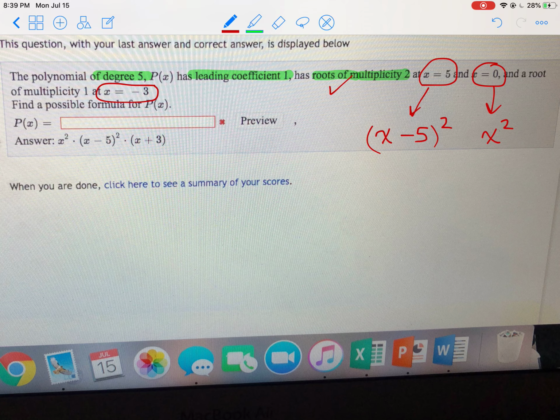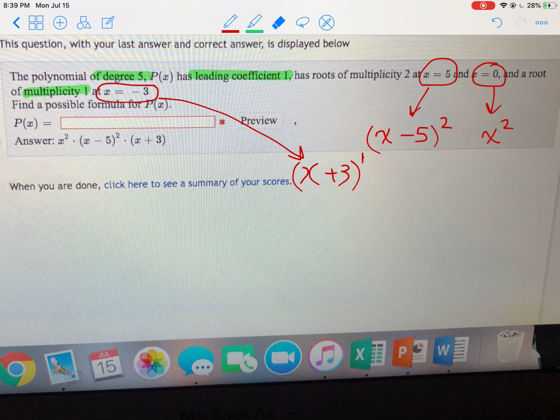Then you have another root at x equals negative 3, and that would contribute the factor of x plus 3. Okay, and so this here has multiplicity 1. That means you would raise it to the power 1. And normally when you do that, you don't write the 1, but you can if you want to. So these are the main factors of your polynomial, and so we took care of the roots.